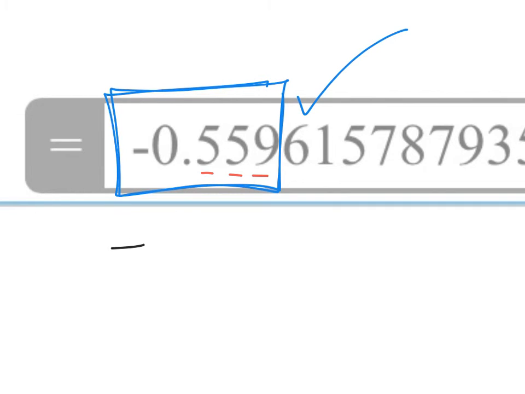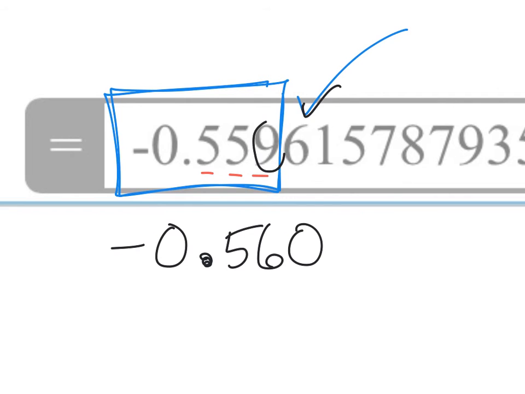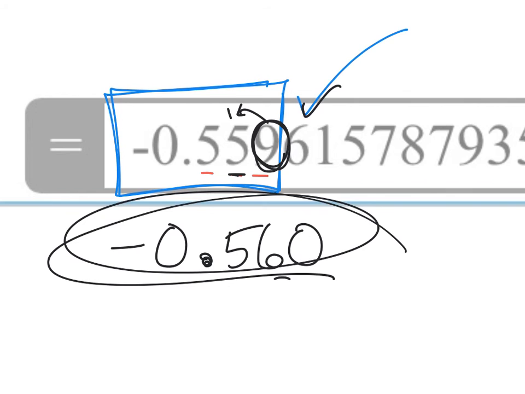So our answer becomes negative 0 point, and then it's going to be 560, because the 6 tells you to round up, so that makes this a 10, which means you have to carry the 1, so that makes it a 6. This hundredths place becomes a 6. And so our answer is negative 0.560. You don't really need that trailing 0.